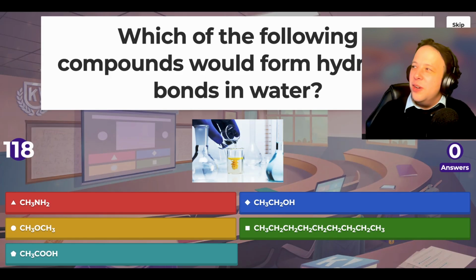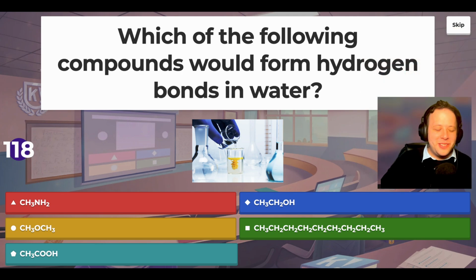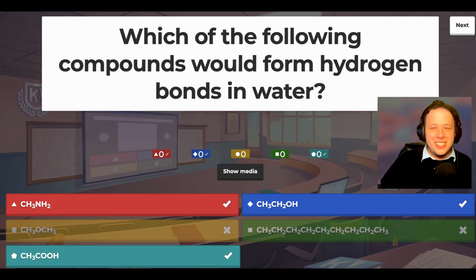Multi-select, double points. Which of the following compounds would form hydrogen bonds in water? How do you remember if it hydrogen bonds? Remember F no to hydrogen bonds. So you're looking for fluorine, nitrogen, or oxygen. Whenever you're looking at these different formulas, you're looking for nitrogen attached to hydrogen. So you see red, or an alcohol group is OH bonded to a hydrogen, or you see another O bonded to a hydrogen here. These other ones have the hydrogens attached to the carbon components.